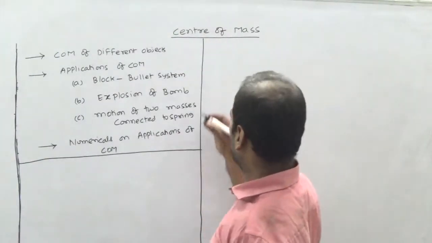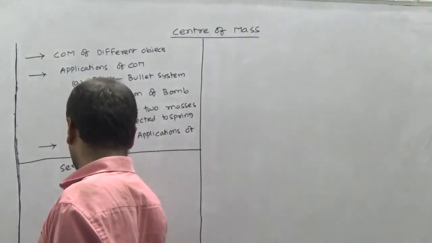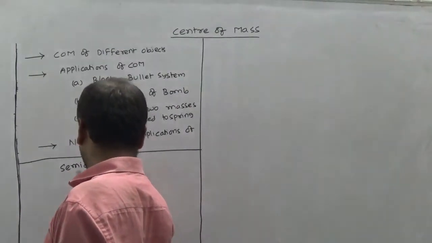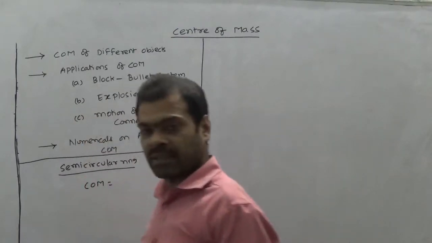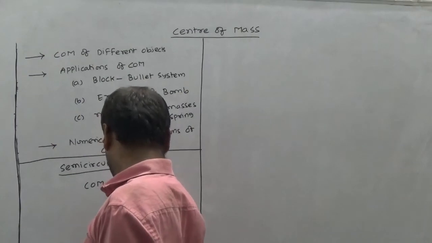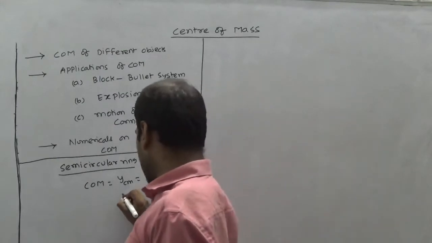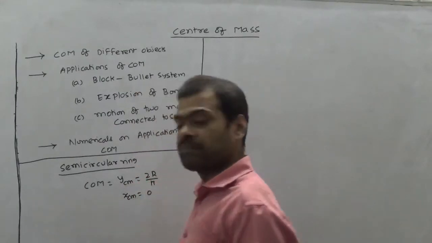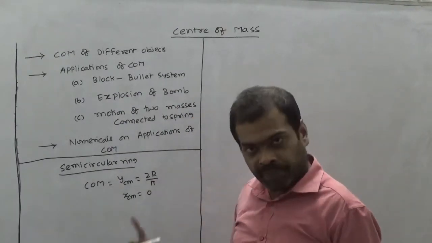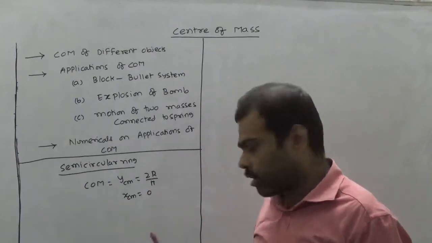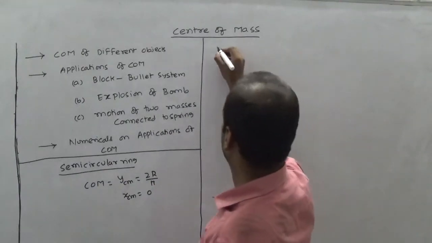Fine. For a semicircular ring, the center of mass lies at YCM equal to 2R by pi and XCM equal to 0. Suppose let us consider a semicircular ring having a radius r. Then the coordinates of the center of mass will be 0, 2r by pi. And then semicircular disc.